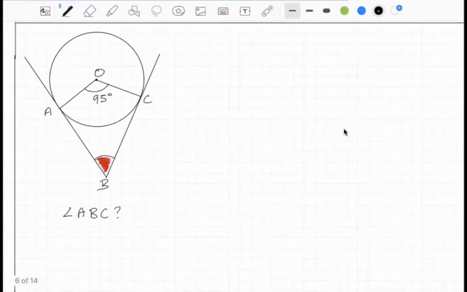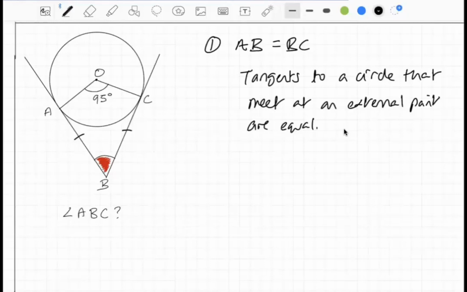Perfect. Next question. What is the value of angle ABC? So the first thing I see is that AB is going to be equal to BC. So these two tangents are equal in length, because when two tangents to a circle meet at an external point, they are equal in length. So that's the circle theorem, but we don't actually need that to work out the answer.